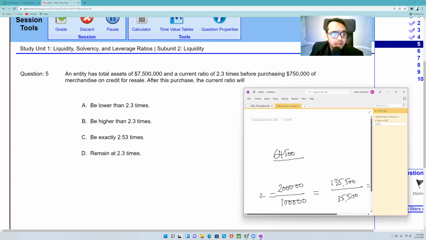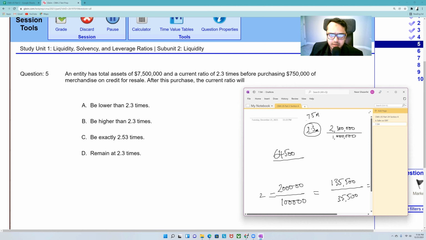Entity has total assets of 7.5 million. Okay, that is fine. Current ratio is 2.3 times before purchasing 750,000 of merchandise. So 2.3 is my current ratio. It means that, suppose, let me take my current liabilities as 1 million, for example. So my current assets will be 2.3 million, because I have a 2.3 ratio.